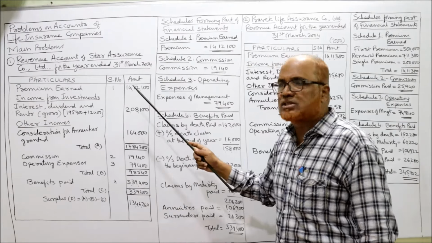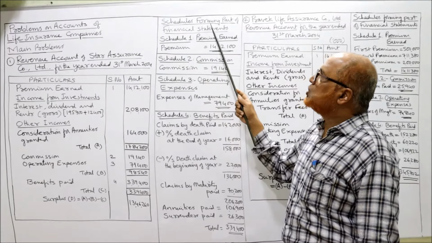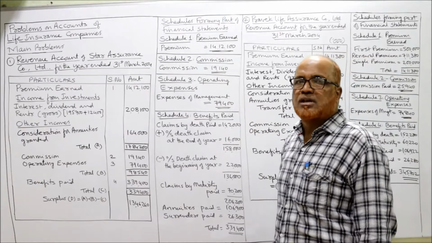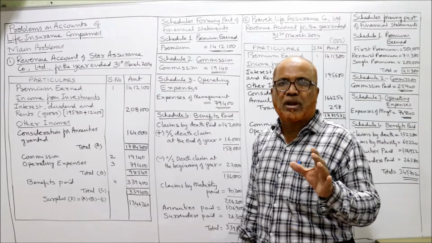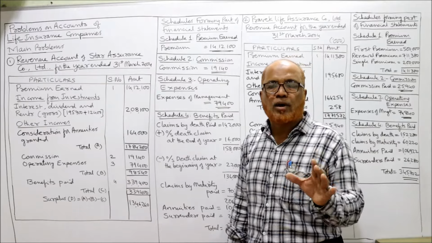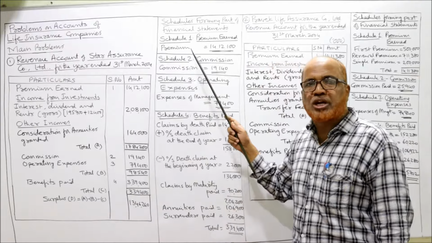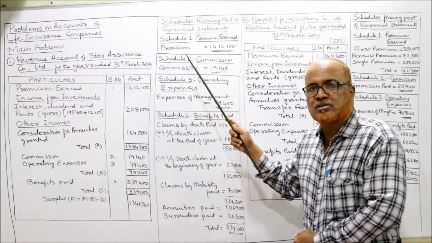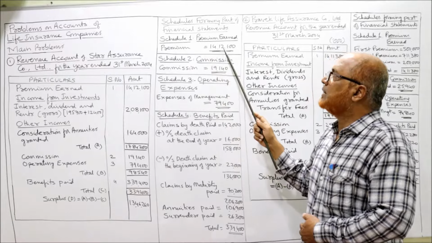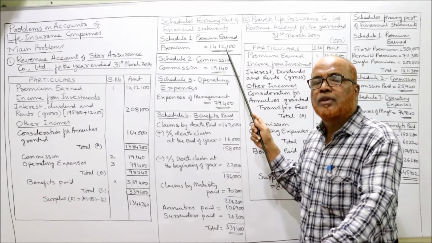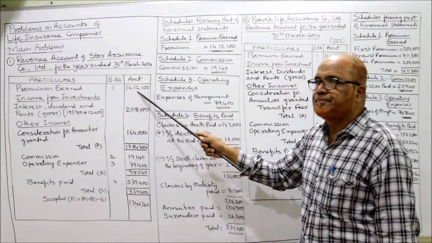Now we'll see what are the items taken. First, premium earned. In the problem it is given here, schedules forming part of financial statements. See here, presentation is more important. You should not do the problem roughly. Everything should be according to the provisions of IRDA. So IRDA has specified that we have to write the schedules forming part of financial statements. So first is schedule number 1, premium earned. Premium 14,12,100 given in the problem. No adjustment, nothing. So directly I have taken 14,12,100 here.